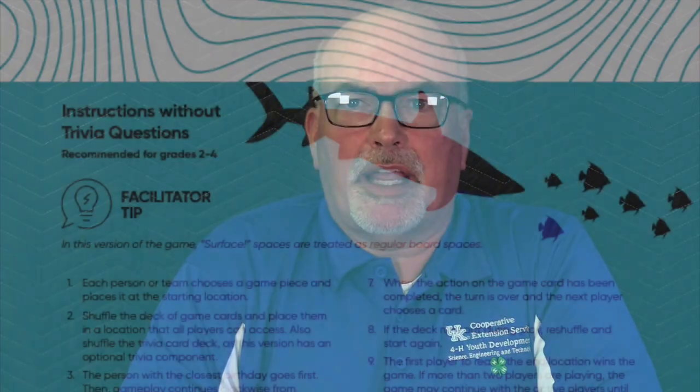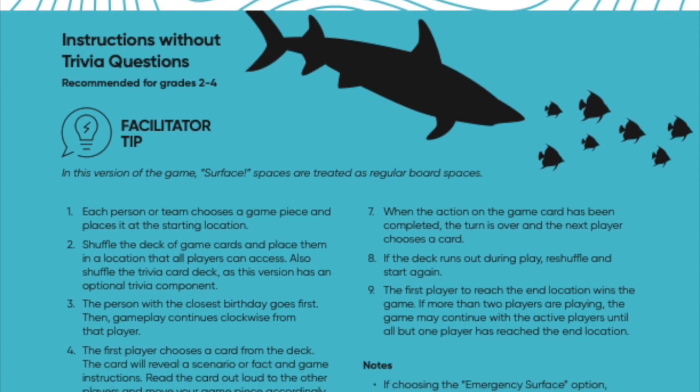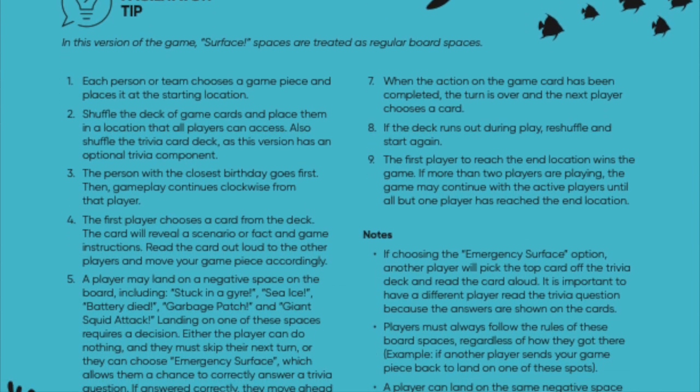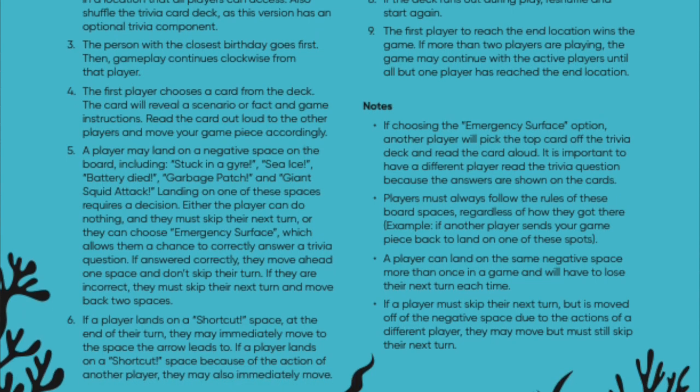Ocean Expedition is designed to be played in different ways with different age groups. Both styles involve the players drawing cards, reading the action on the card, and moving the appropriate number of spaces either forward or backward. The version recommended for grades 2 through 4 does not use the trivia cards in relation to the surface spaces on the board, whereas the version for grades 5 and up does. Detailed instruction on gameplay can be found on pages 26 and 27 of the Facilitator Guide and are included in the Ocean Expedition game box.